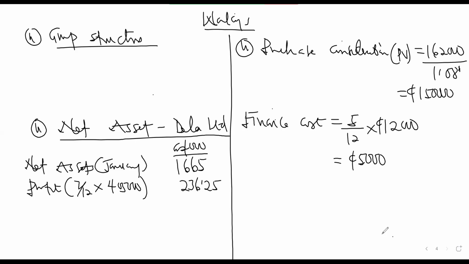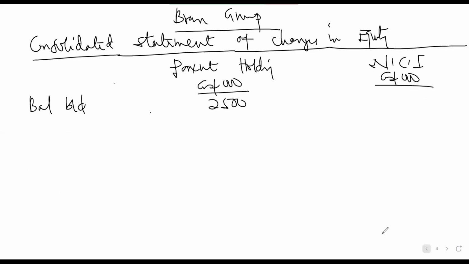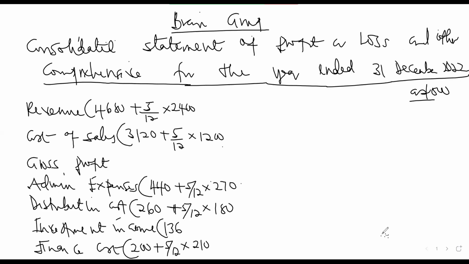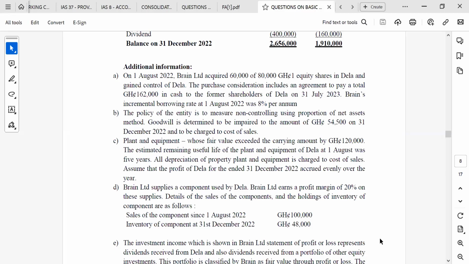So this 5,000 will be taken to the statement of profit or loss. We now add it to the parent finance cost of 5. We are keeping 3 zeros. So that will be 5. We are done with that particular one. We don't have any problem with it. In fact, the statement of profit or loss is the simplest when you come to consolidation. You don't have to do any.